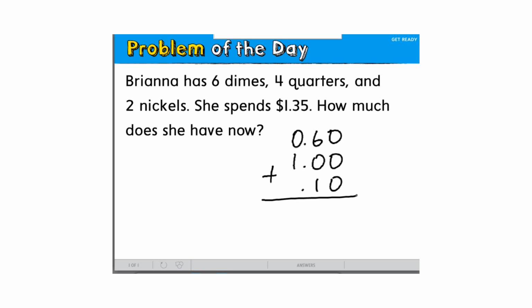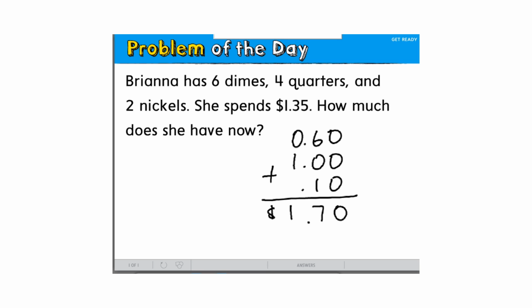And so if I add those amounts up, which some of you might have done in your head: 6 plus 0 plus 1 is 7. Bring down my decimal point. 0 and 1 is 1. So she has a total of $1.70, but that's not my answer, right? Because my answer has to be, after she spends $1.35, how much is left?